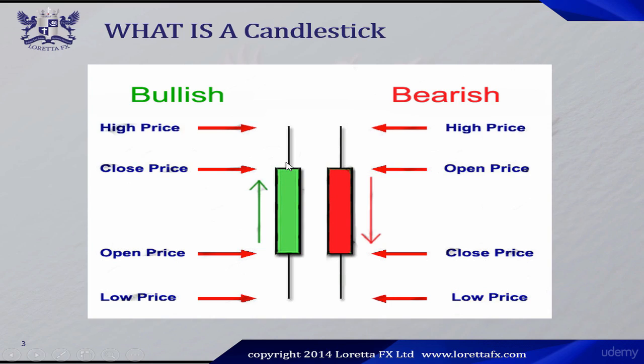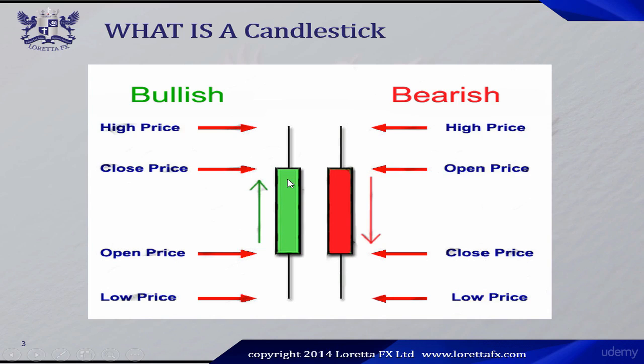And sometimes they have a wick that goes up here. The wick simply represents where the market was. So at one point in time, the body of this candle was actually up here, okay? So this is the high price of the candle. This is where the candle actually closed.